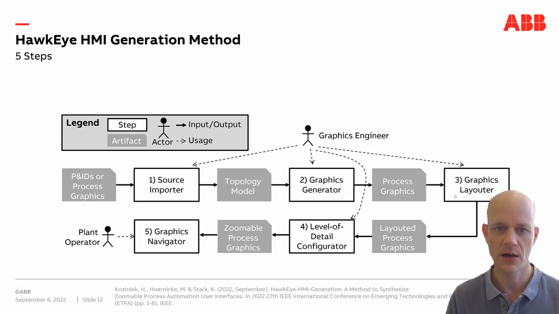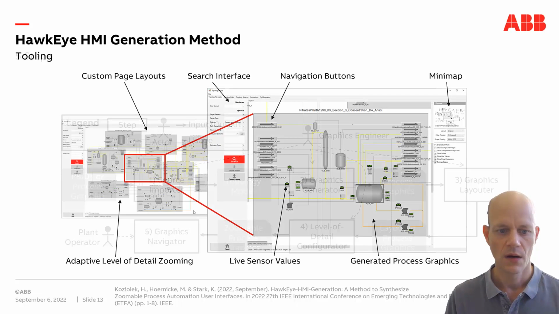This goes almost automatically. We end up in process graphics. Then we have a graphics layouter that can arrange the different screens beside each other. And then we end up with layouted process graphics. And then finally, we can also configure the level of detail that is displayed on different zoom levels. And then we end up with zoomable process graphics. And this is the output of our method, which is actually then used by a plant operator through a graphics navigator interface.